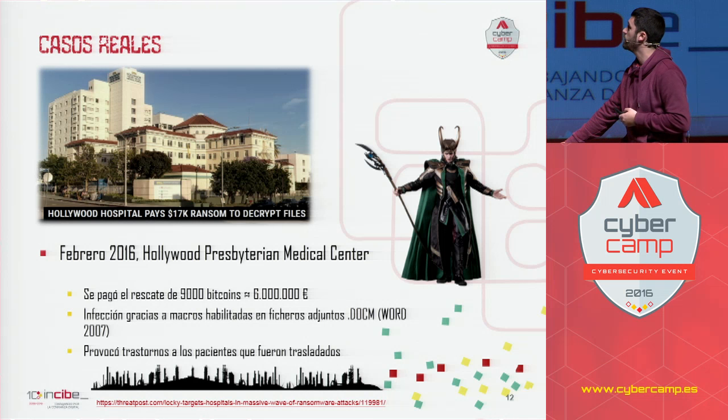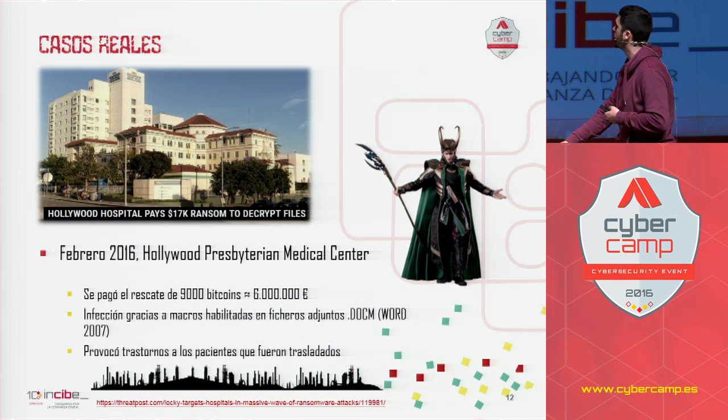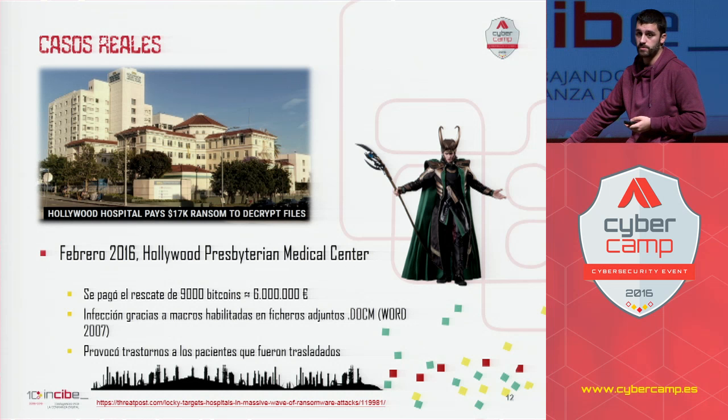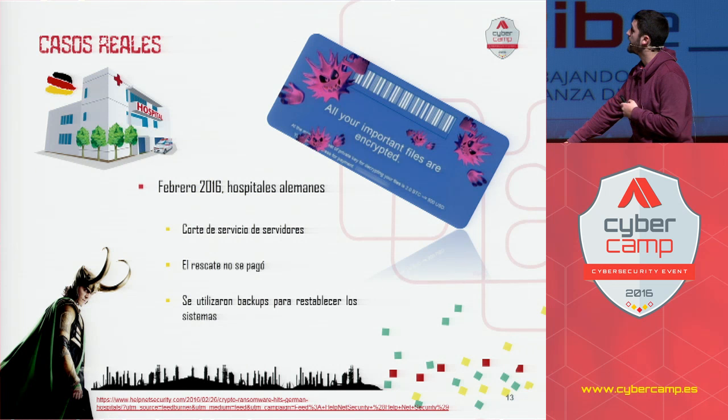This is another example, February 26, 2016. The Hollywood Presbyterian Medical Center in Hollywood had another infection. This is a Locky family infection. The ransom was paid, 9,000 bitcoins, 3 million euros. The infection came from some macros that had been enabled by employees. And, well, since they were on, it went in and caused disturbances to patients that had to be moved elsewhere. So it is quite difficult.